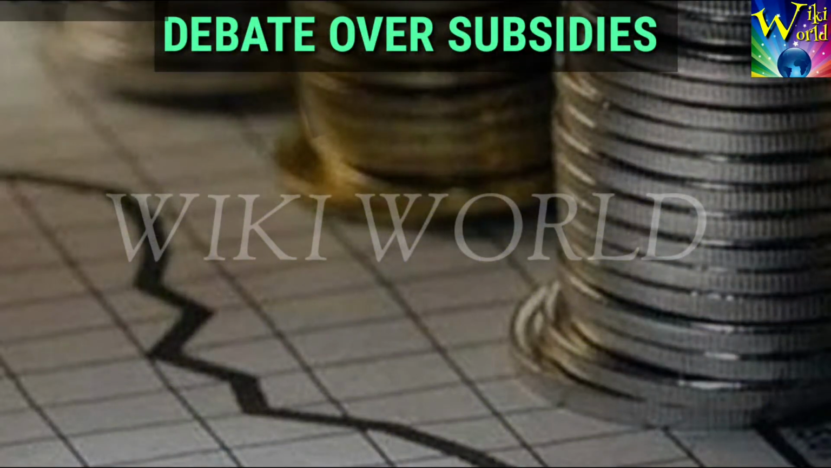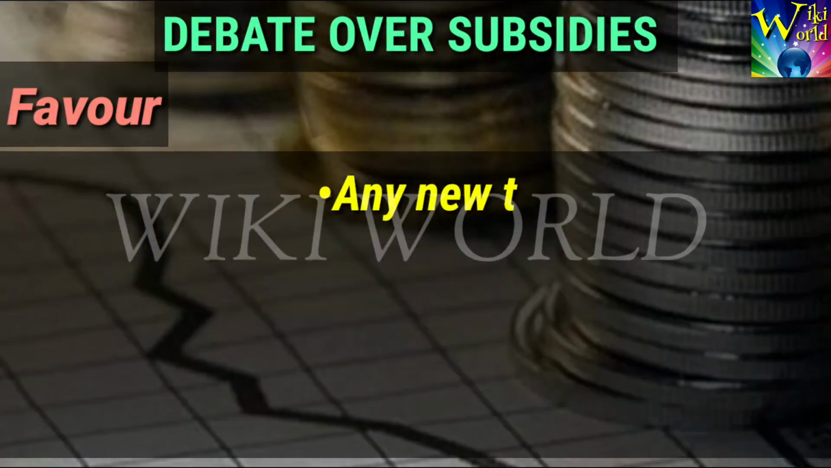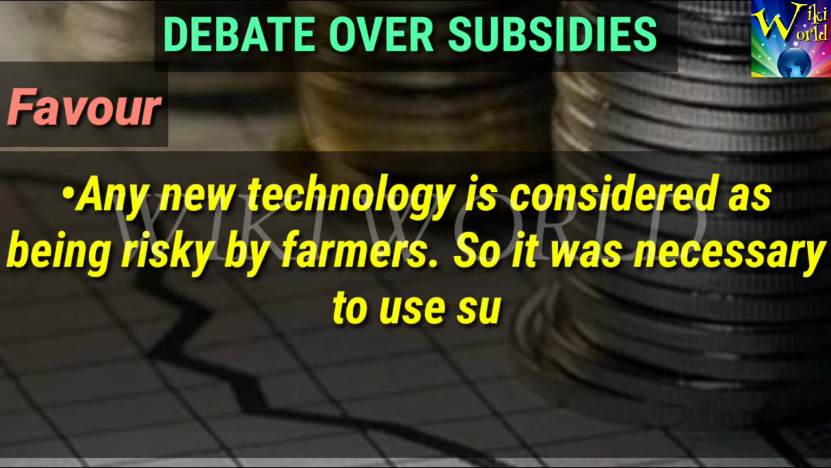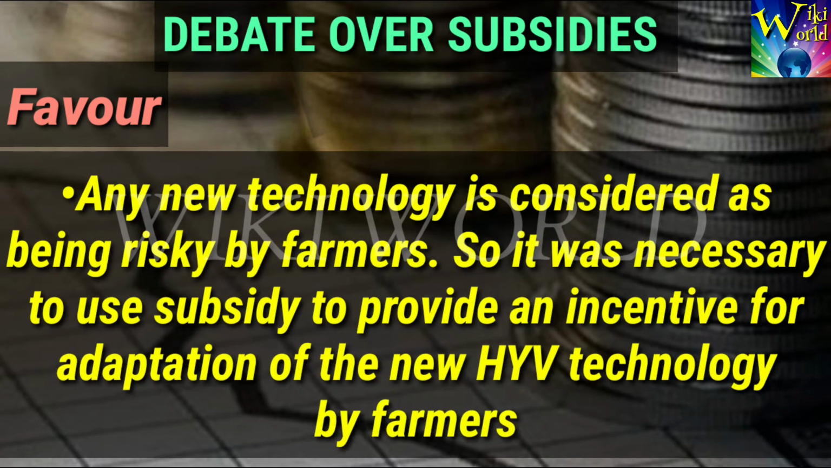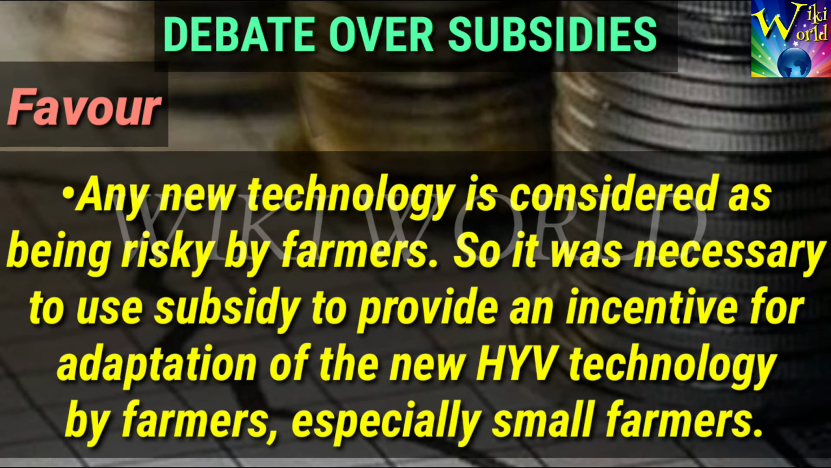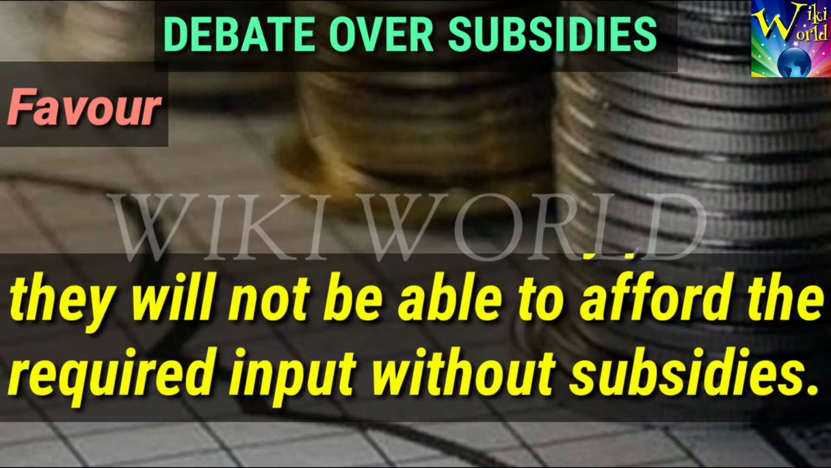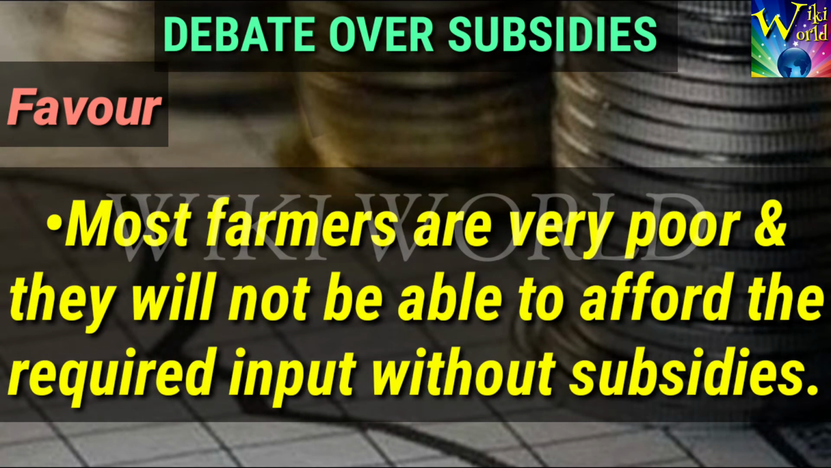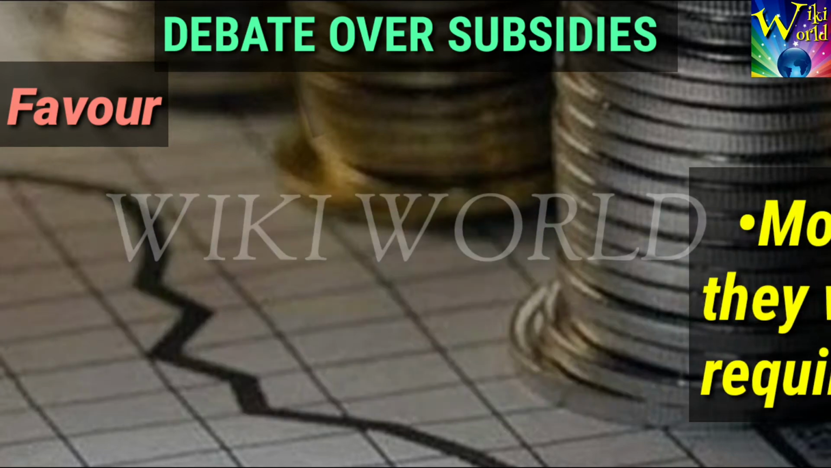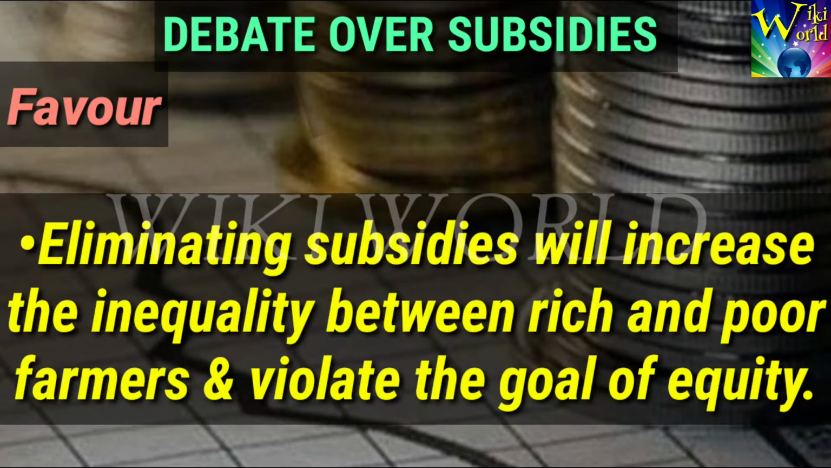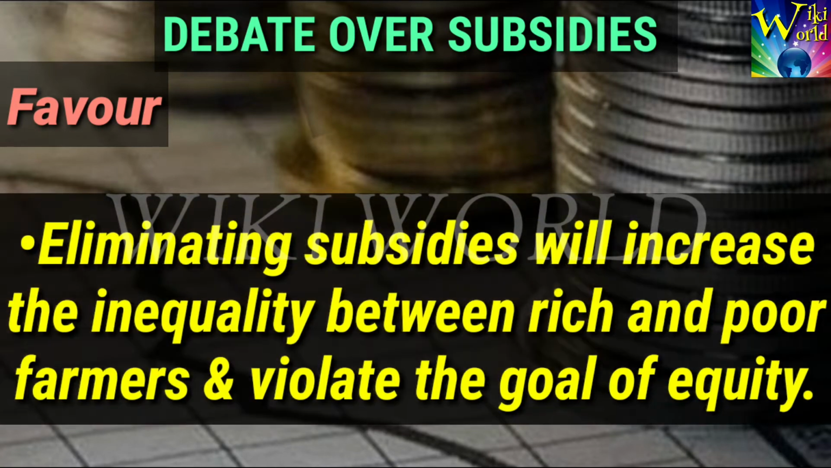Points in favor of subsidies. Any new technology is considered as being risky by the farmers. So, it was necessary to use subsidy to provide an incentive for adoption of the new HYV technology by farmers, especially small farmers. Most farmers are very poor and they will not be able to afford the required inputs without subsidies. Eliminating subsidies will increase the inequality between rich and poor farmers and violate the goal of equity.